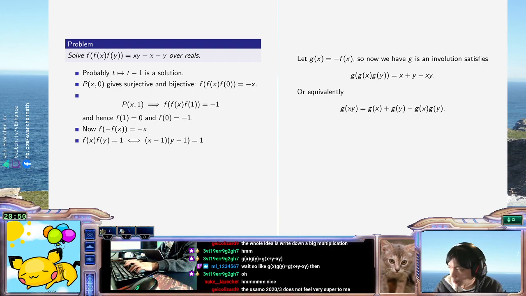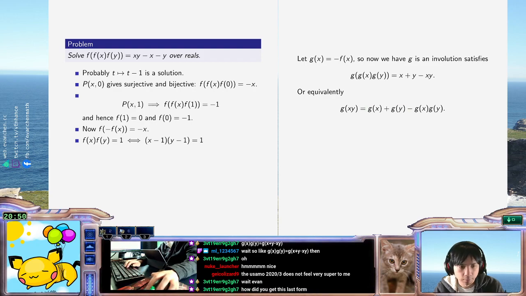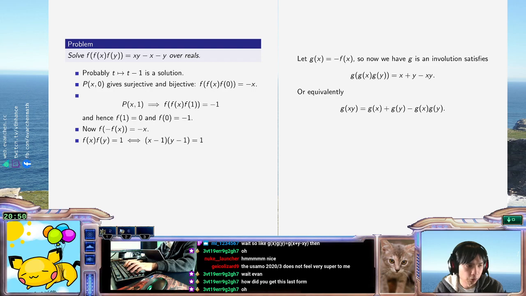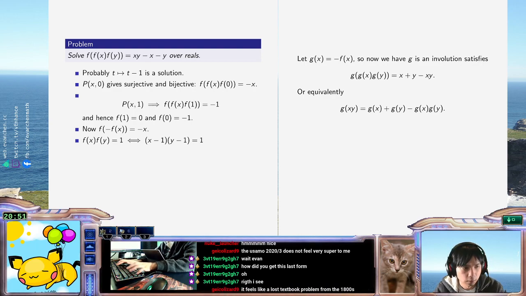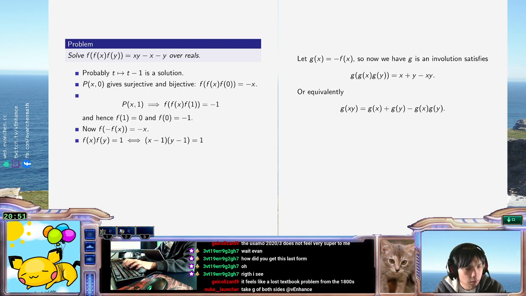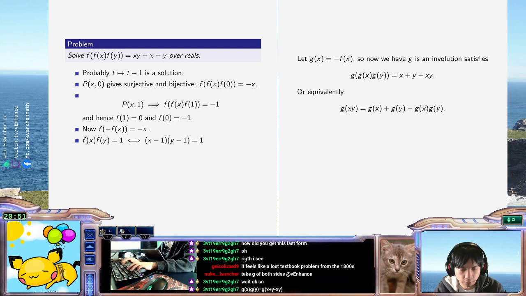Wait, okay, something happened, but I missed what. This equation is true, and then how do we... How do I get this last form? Well, g is an involution, so you replace... Yeah, because g is an involution, you can replace x with g of x, and... Okay, take g of both sides. Oh, that's pretty good.